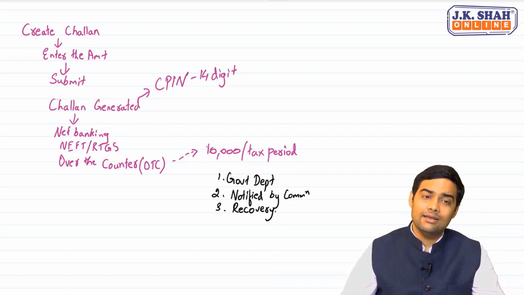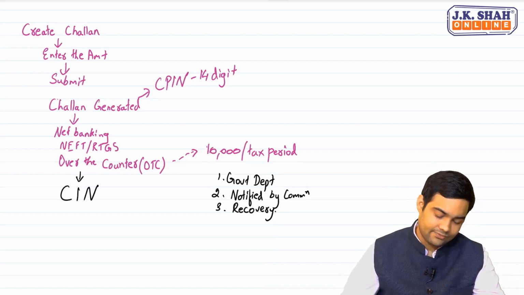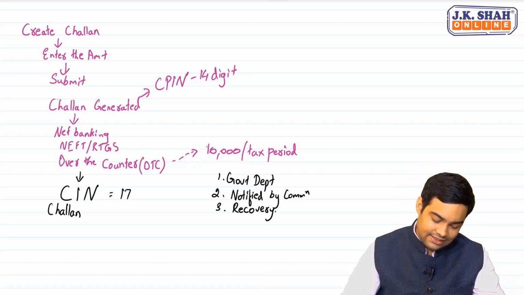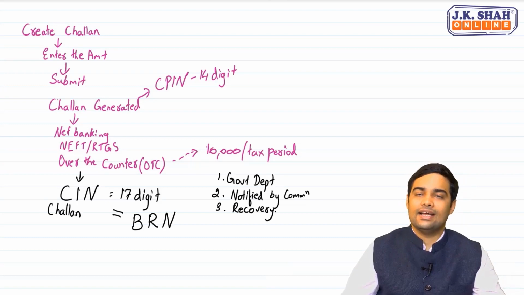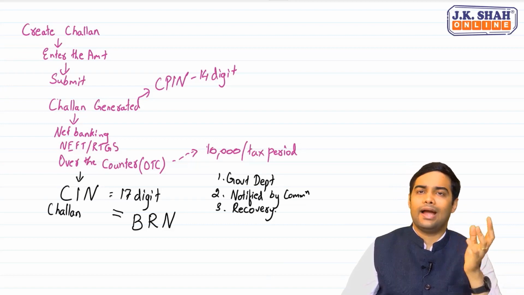Okay. The moment you complete the payment, you get a CIN. Once the payment is complete, this is Challan Identification Number. This is a 17-digit number. And each CIN is linked to a BRN, Bank Reference Number. Bank reference number varies from bank to bank.